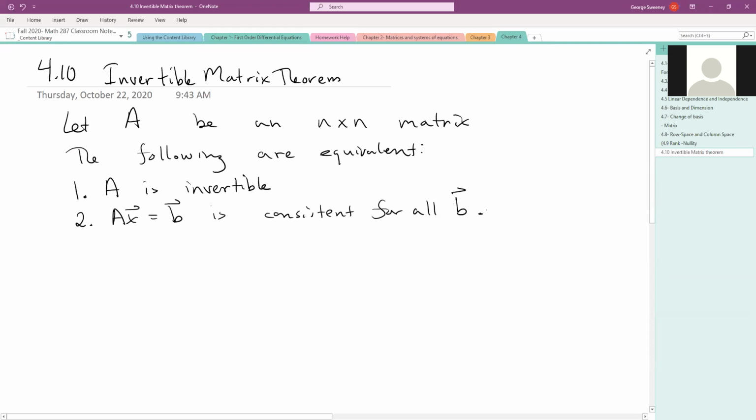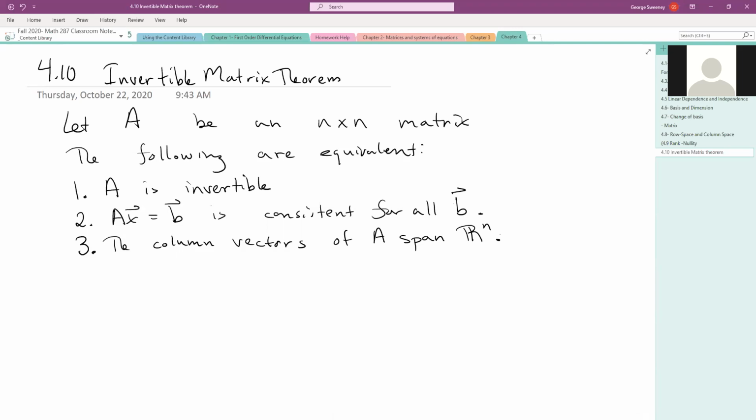What we've been talking about thus far is that that's a very similar statement to saying, and we'll state this as the third one, that the column vectors of A span Rn. If AX equals B is consistent for all B, then the column vectors will span the space in which those column vectors are. They're going to span Rn. Now remember, this is an n by n matrix, so the number of rows and the number of columns are the same.